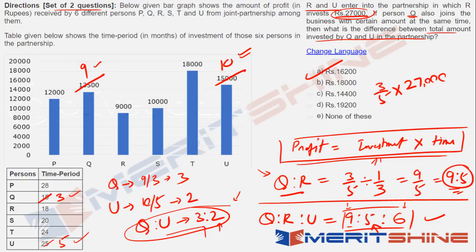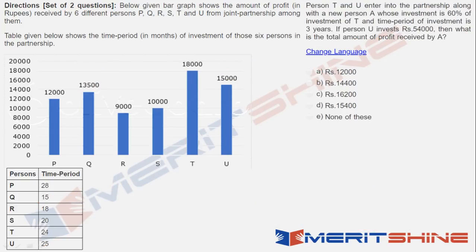Look at the second question of this set. Now this is an easy question that might fool you in the sense that you think that it requires some work. It requires nothing. It says T and U enter into a partnership along with the new person A. So there is a new person who is introduced, whose investment is 60% of investment of T. So if the investment of T is 5 units, investment of this new person A would be 3 units. So this is investment. Fine.